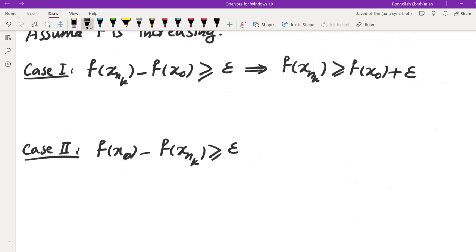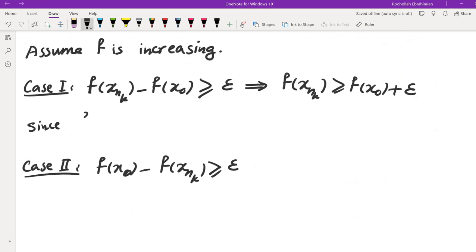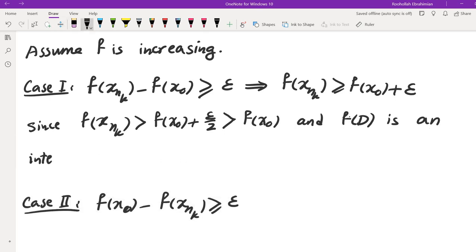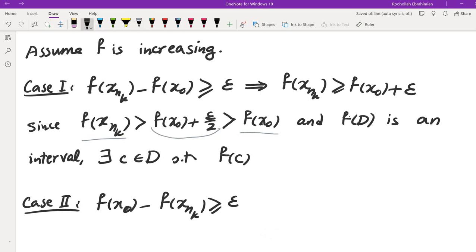So since f of xnk is greater than f of x0 plus epsilon over 2, and that's greater than f of x0, and f of D is an interval, these two points are inside f of D. Therefore, this thing in between must also be a functional value.